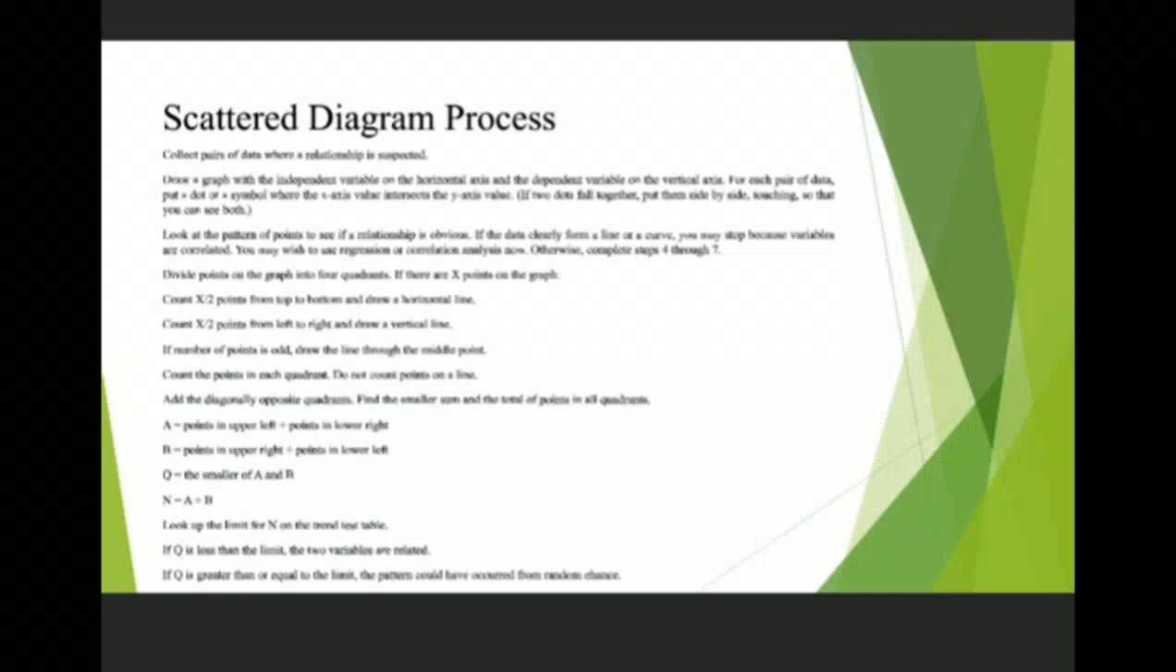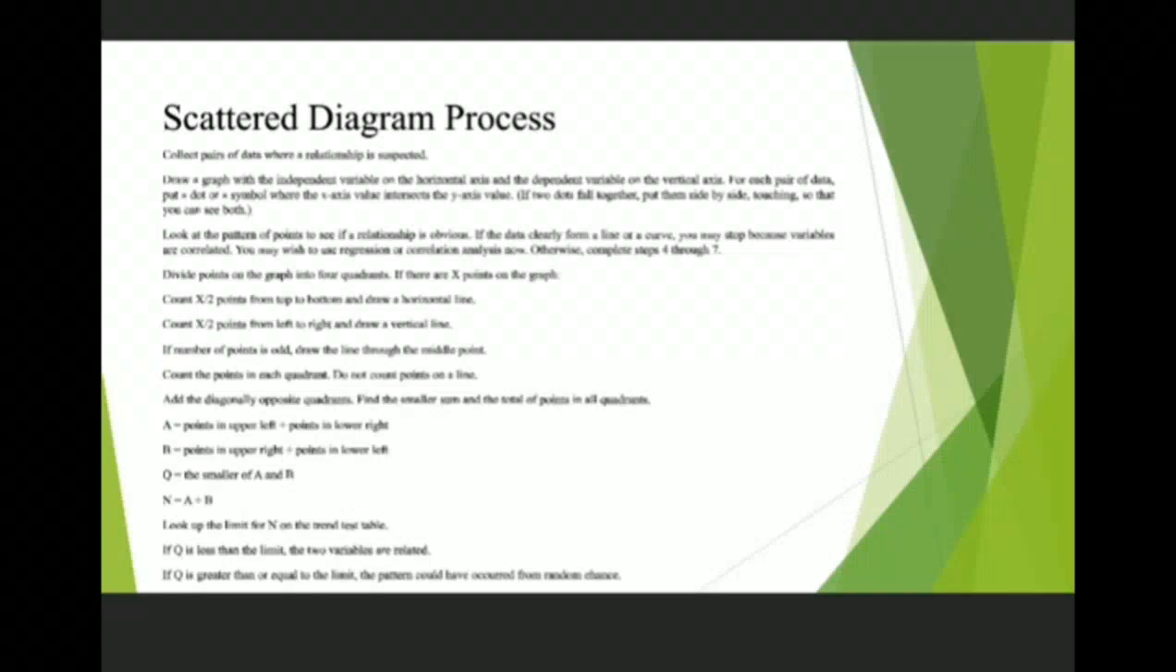Now divide the points on the graph into 4 quadrants. If there are x points on the graph, count x/2 points from the top to bottom and draw a horizontal line. Now count x/2 points from left to right and draw a vertical line. If the number of points is odd, draw the line through the middle point. Count the points in each quadrant. Do not count the points on the line because they are not considered. Now add diagonally opposite quadrants. Find the smaller sum and the total number of points in all quadrants.